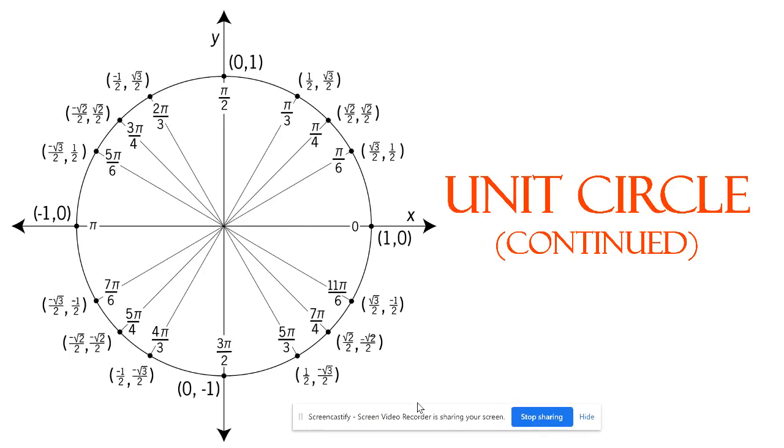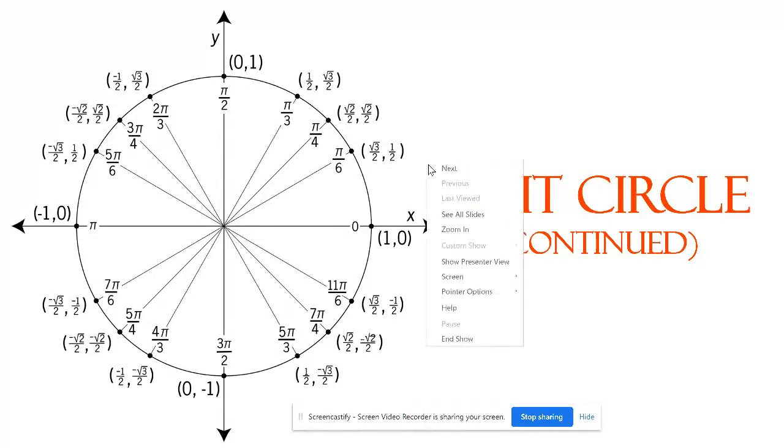All right, let's continue with the unit circle. We're going to go over a few different things about it. So far, we've talked about radians. We've talked about how we find sine and cosine by looking at the points where the terminal side of the angle hits the outside of the circle, looking at the x coordinate for cosine and the y coordinate for sine.